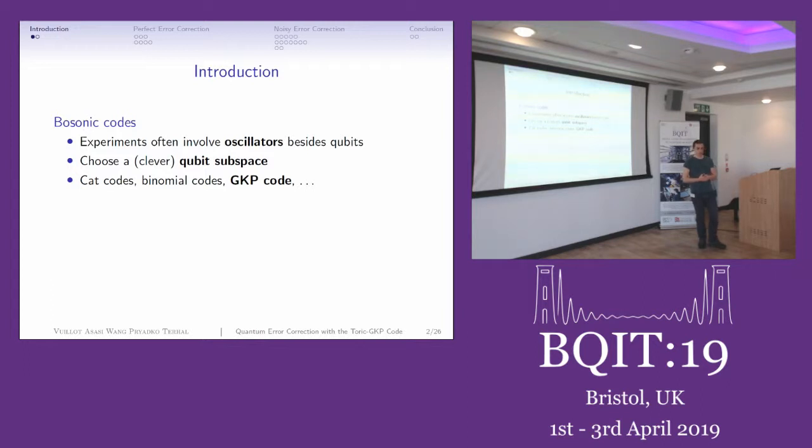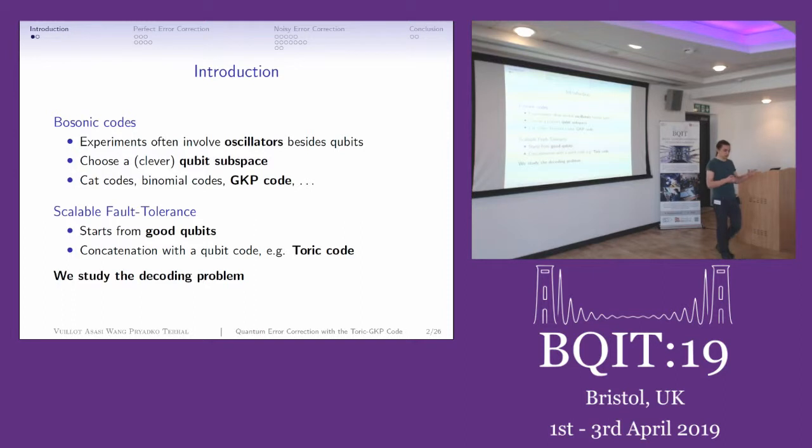But one thing that can be useful is to cleverly use this big Hilbert space of the oscillator, and codes called bosonic codes have been developed to do this in a nice way and deal with errors that are happening within the oscillator. I'm going to focus on one specific bosonic code called the GKP code. I will give some introduction of this later.